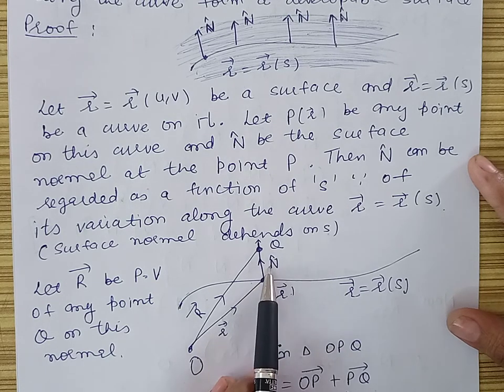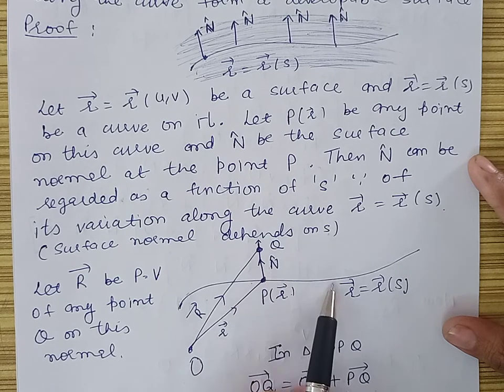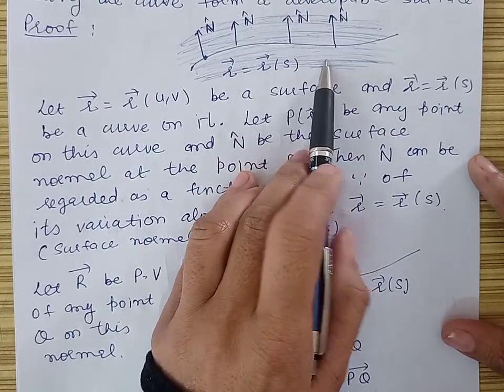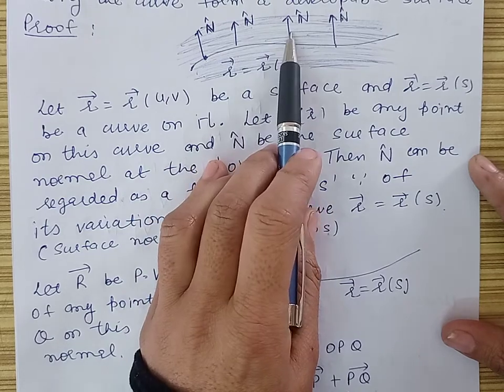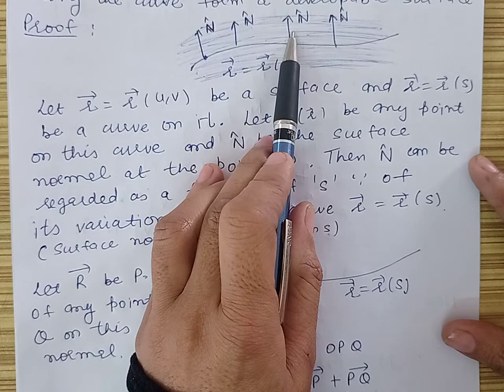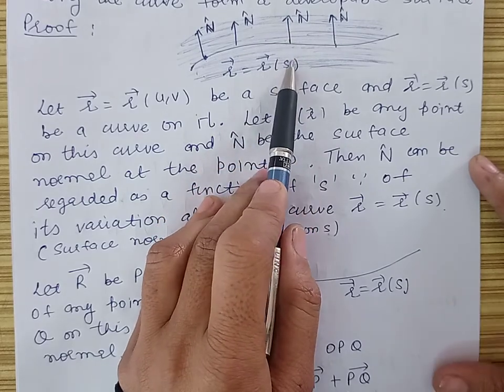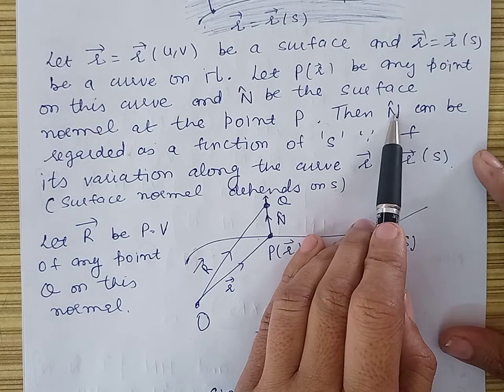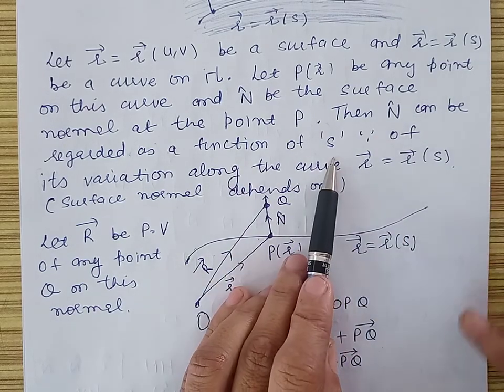Then this surface normal can be regarded as a function of s because of its variation along this curve. As we move from point to point on this curve, the direction of this surface normal changes. It means this surface normal is a function of the arc length s. So therefore, we can say that N is a function of s.